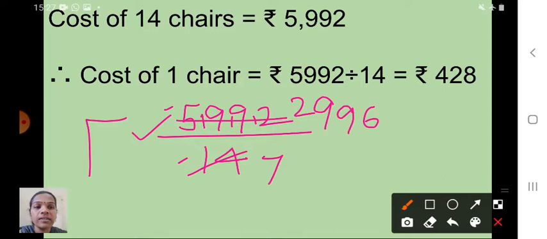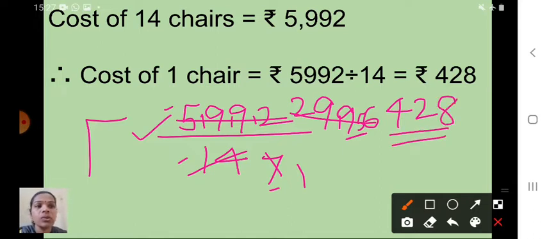Understood children? Again, this number and this number, what is the common factor? 7 is a common factor. 7 ones are 7. In 29, how many 7s are there? 4 7s are 28. Remainder is 1, that 1 will go here, so it will become 19. In 19, how many 7s are there? 2 7s are 14. Remainder is 5, so 56. In 56, how many 7s are there? 8 7s are 56. So you got that answer.